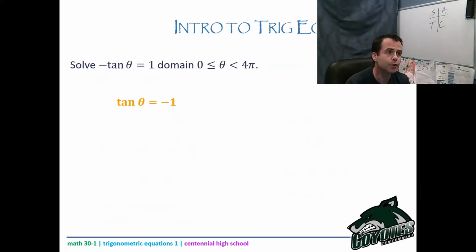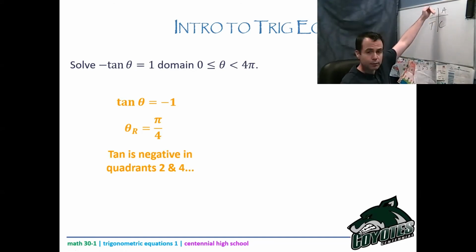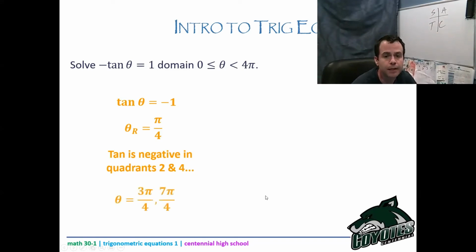And I know that tan will be negative in quadrant 2 and in quadrant 4. So I'm going to write all that down. I've got a reference angle of pi over 4, tan is negative in 2 and 4. So I have to apply that reference angle into 2 and 4. The reference angle of pi over 4 here ends up being pi minus pi over 4, which would end up being 3 pi over 4. And this one would be 2 pi minus pi over 4, sorry, which ends up being 7 pi over 4. So 3 pi over 4 and 7 pi over 4.